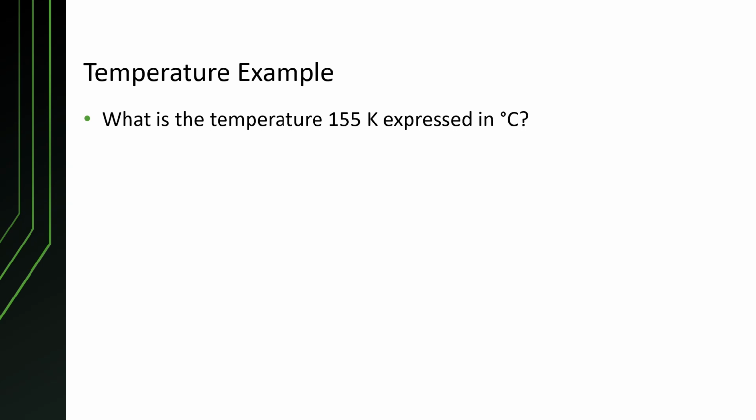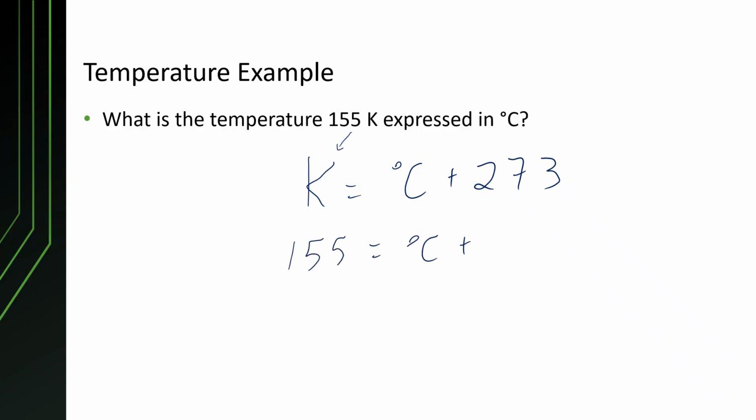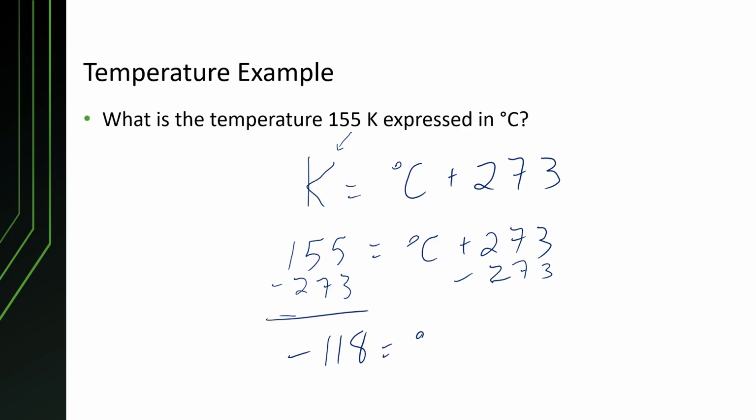Here's an example of one of our temperature conversions. Let's say, what is the temperature 155 Kelvin expressed in degrees Celsius? So our formula, Kelvin is equal to degrees Celsius plus 273. You would plug this in for Kelvin, and then to get the Celsius by itself, subtract 273 from both sides. When you do that, you get negative 118 in degrees Celsius.